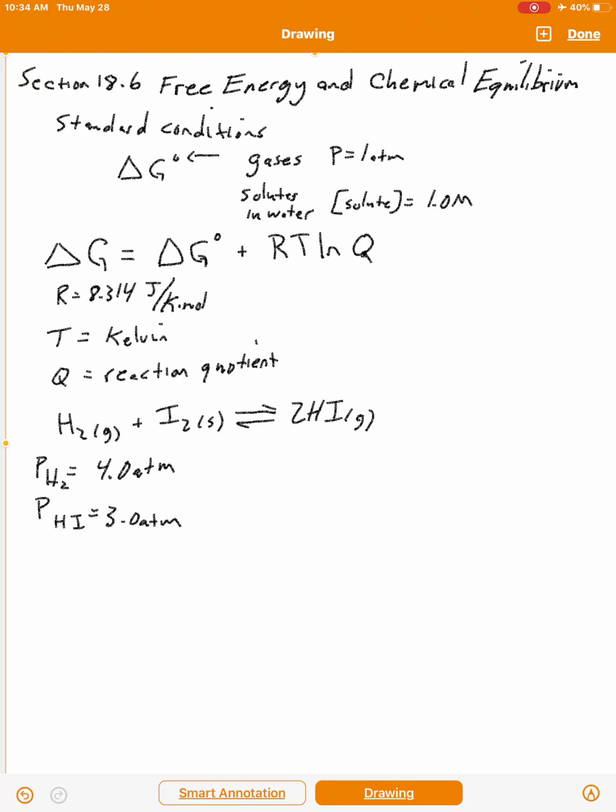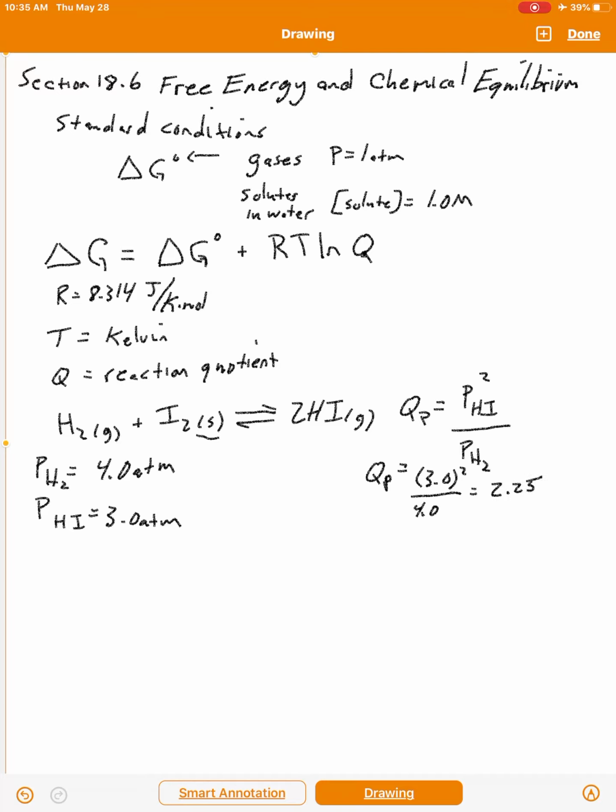Now, suppose I wanted to find out what Q is. We'll call it Q sub P. It would be the pressure of HI squared divided by the pressure of H2. We wouldn't include the I2 because that's a solid. Heterogeneous equilibrium: we don't include solids or liquids in our expressions. So Q sub P would be 3.0 atmospheres squared divided by the pressure of hydrogen, which is 4.0. That's 9 over 4, which comes out to 2.25.